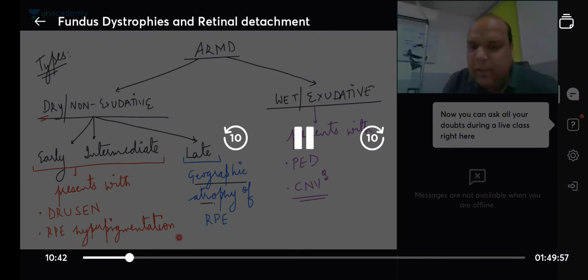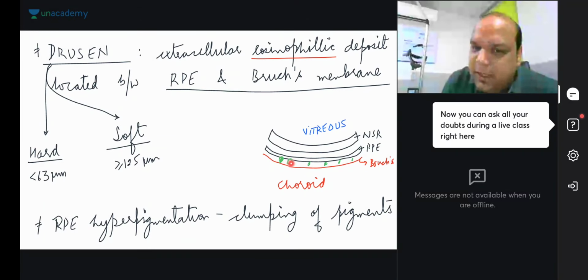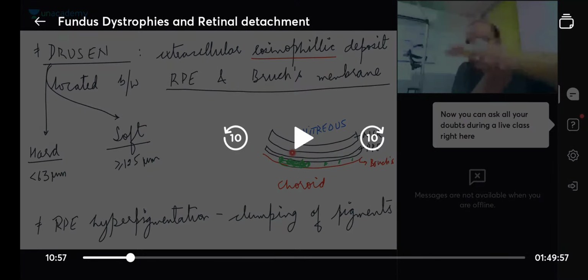When they coalesce, they are putting pressure on the RPE. When they put pressure on the RPE, they are basically destroying the RPE from below.